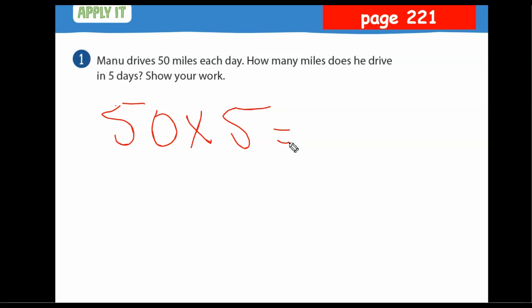So what basic multiplication fact? What am I going to multiply out of this? 5 times 5. And 5 times 5 is 25. Okay, what do I do next? And then it just says put the 0 in the ones place because 50 times 5 is 250. That's it.